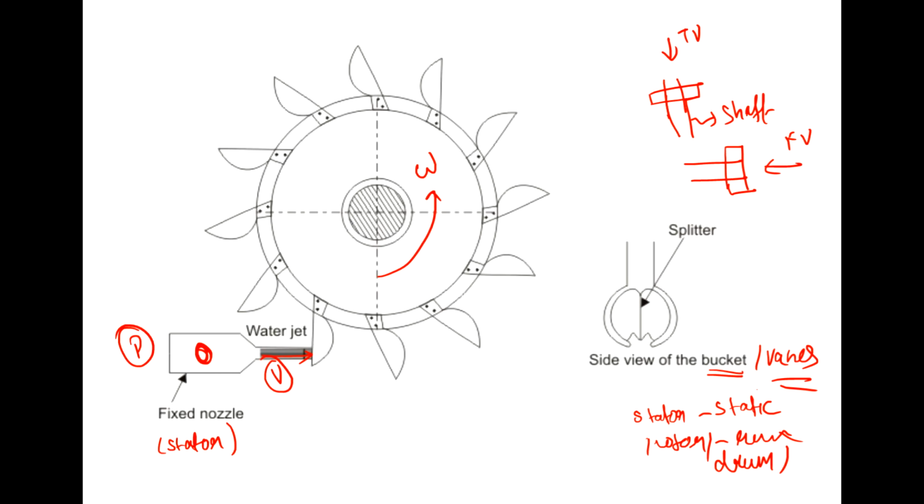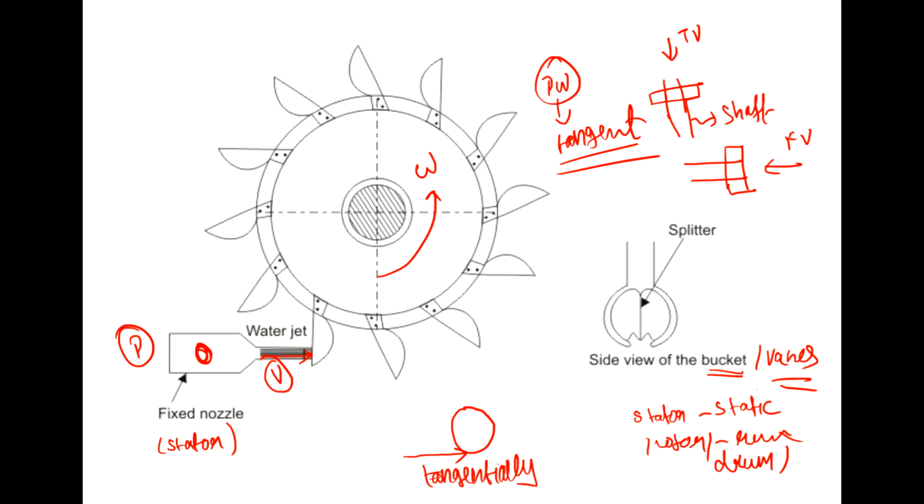And now you could see here the fluid is entering. How is it entering? This is the runner, right? Fluid is entering tangentially to the runner, tangentially to the rotor. So this Pelton wheel is a tangential flow turbine.